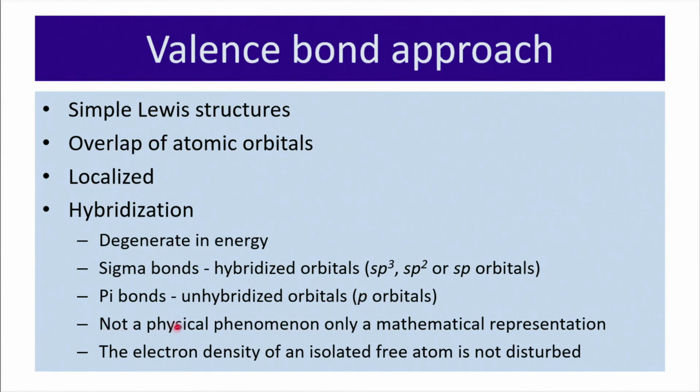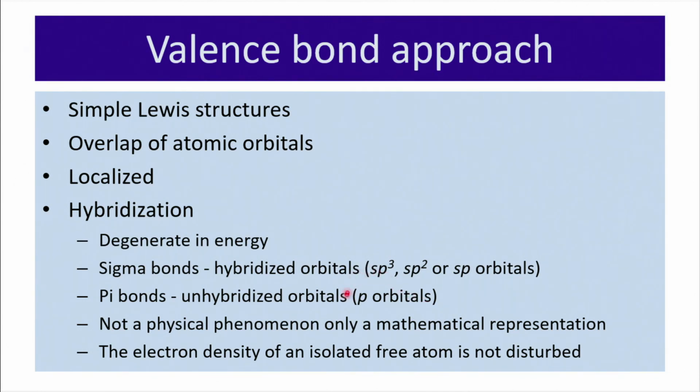This is basically not a physical phenomenon. In other words, hybridization does not happen by mixing of physical orbitals. It is only a mathematical representation, and the electron density of an isolated free atom is not disturbed.